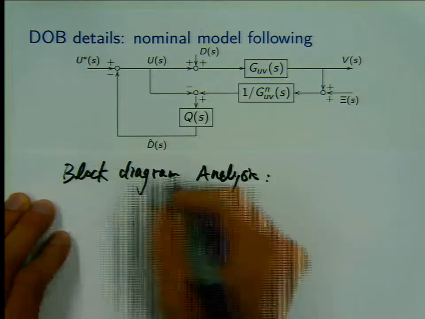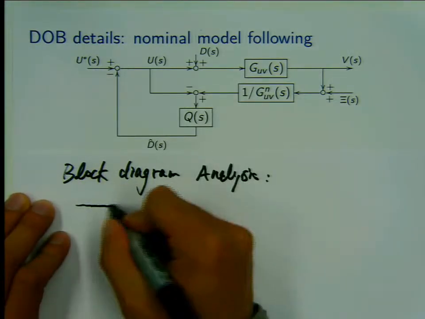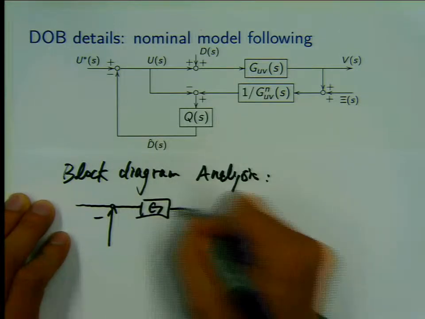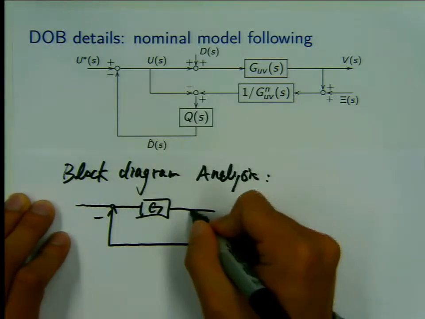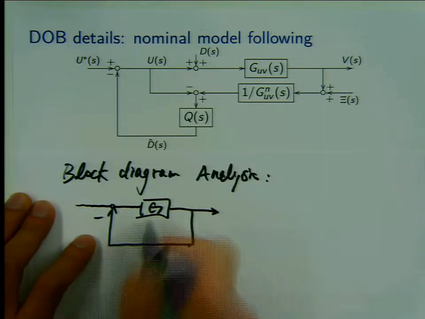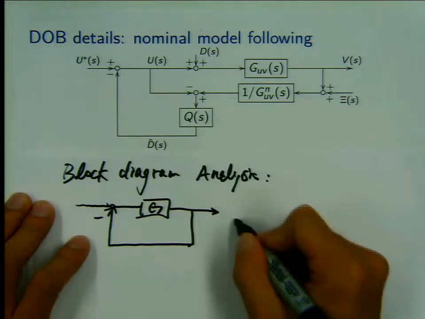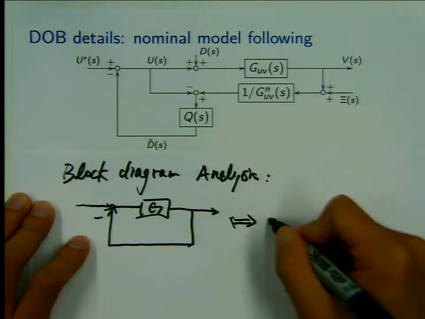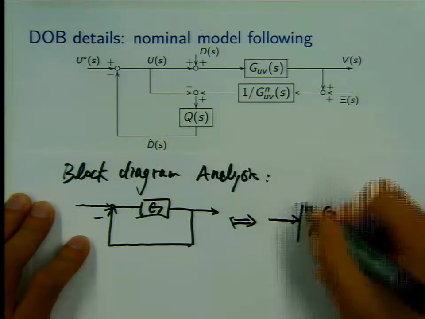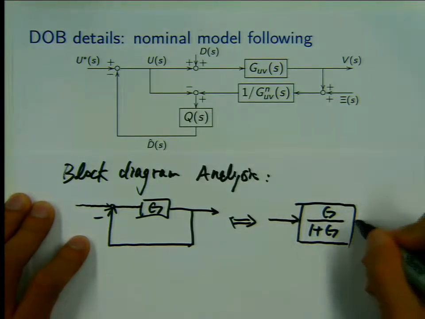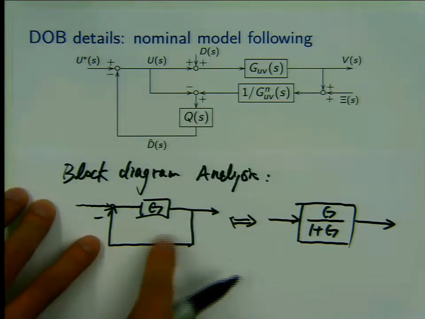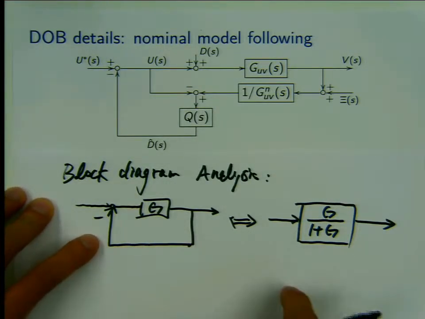Let me start with something very simple. If you have G in the feed-forward path, and this is identity, this is a very simple negative feedback loop. You know it very well. This is equivalent to this. The closed-loop transfer function over here is G divided by 1 plus G.